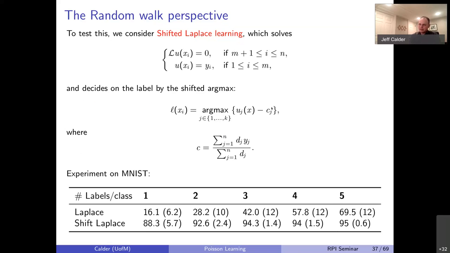So when we saw this, we sort of realized that there was something deeper going on here. I don't quite like this approach of just shifting the solution, because you could put the shift into the labels, and so it's like you're looking at the harmonic extension of the shifted labels, which doesn't really make very much sense. So we thought there must be some more well-grounded way to interpret what's going on here.